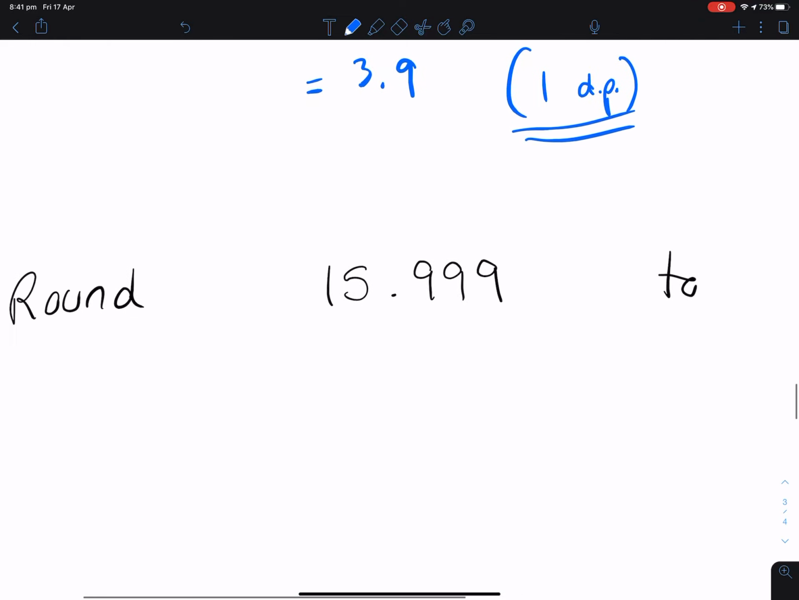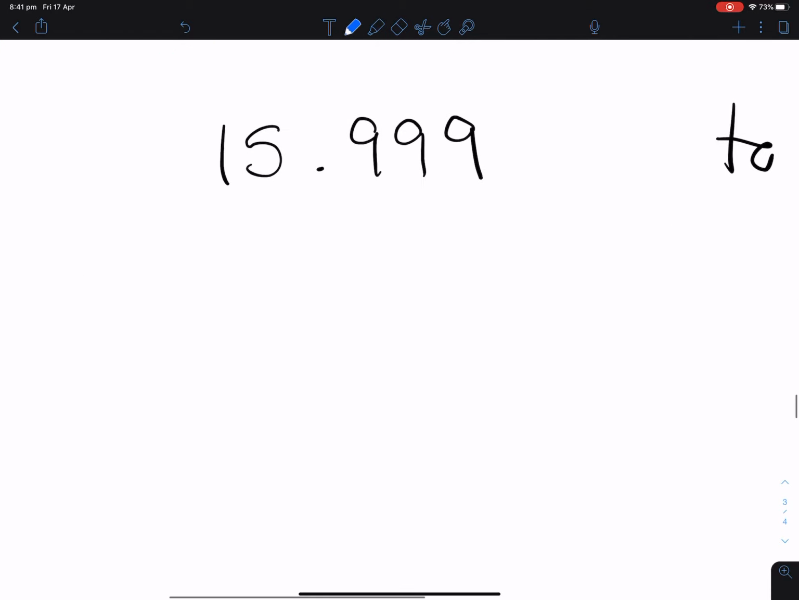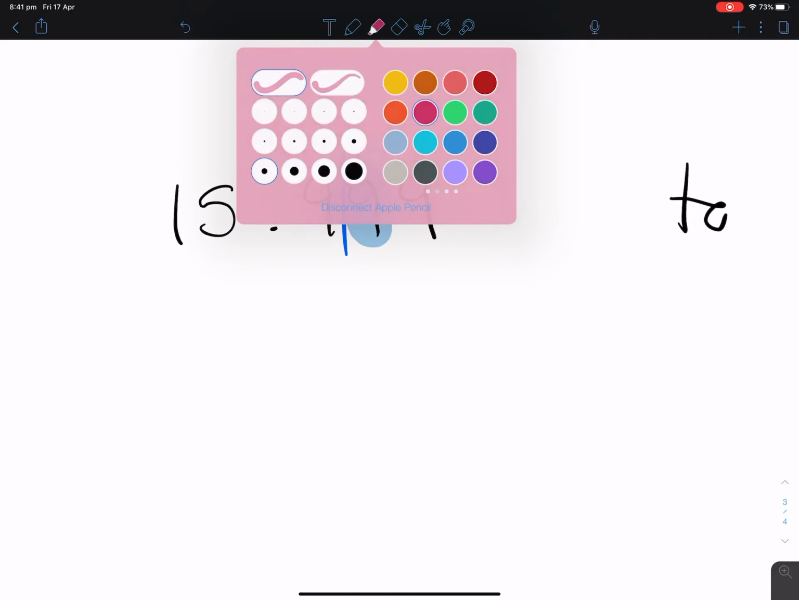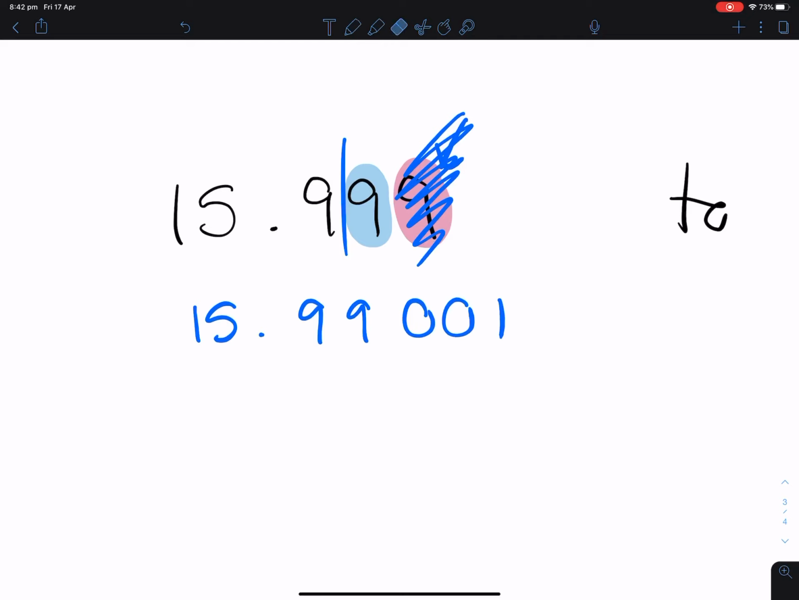All right, last one here, a little more tricky. Round 15.999 to 1 decimal place. Okay, so I got to cut it here. And now I'm going to look at my critical digit. Now, a mistake I've seen in the past with some students: this one here does not matter. It doesn't influence our decision at all. So this could be a 0 if I wanted to. Let's say the question could be 15.99001. It doesn't matter because these ones here are not the critical digit. They don't have any influence whatsoever. So please don't make that mistake. I have seen it happen before, not sure why.